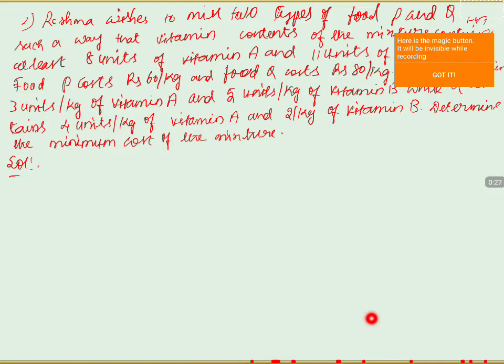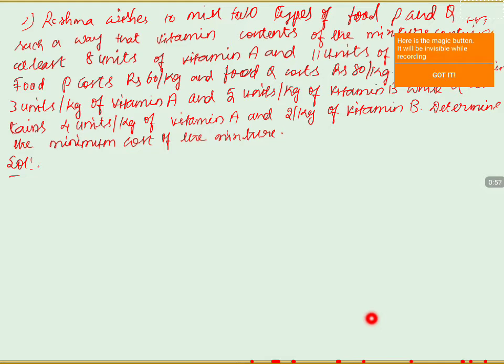Food P costs 60 rupees per kg, while food Q costs 80 rupees per kg. Food P contains 3 units per kg of vitamin A and 5 units per kg of vitamin B, while Q contains 4 units per kg of vitamin A and 2 units per kg of vitamin B. Determine the minimum cost of the mixture. Here also we need to find the minimum cost of the mixture.